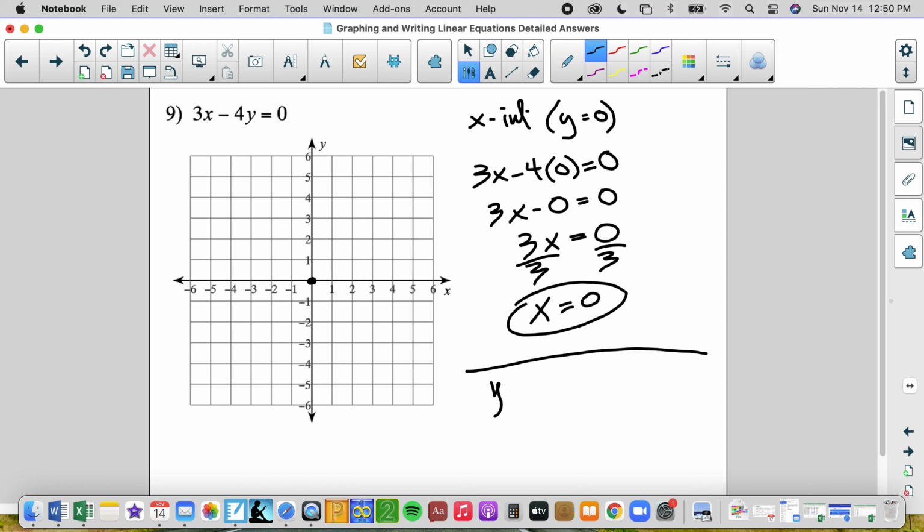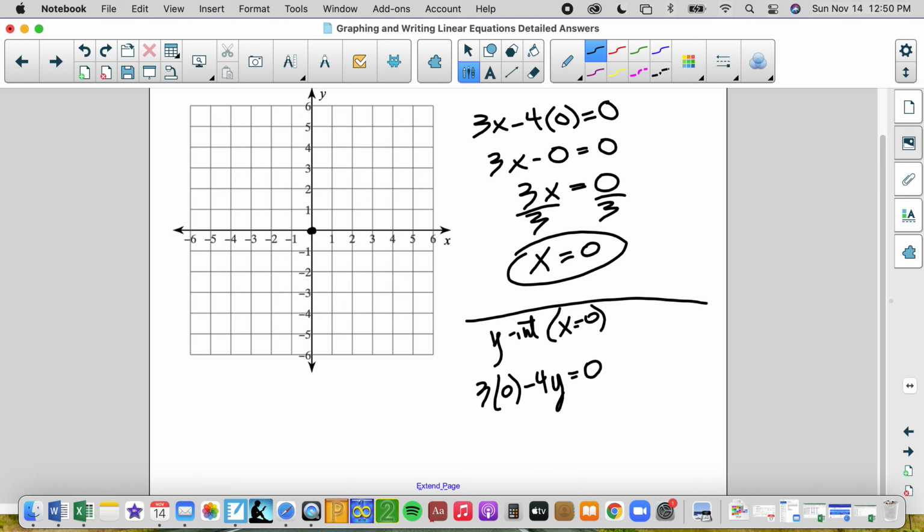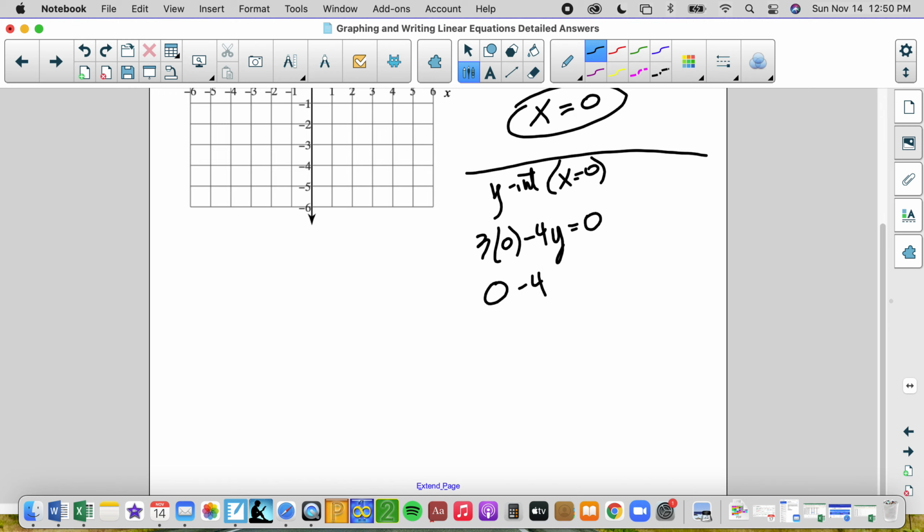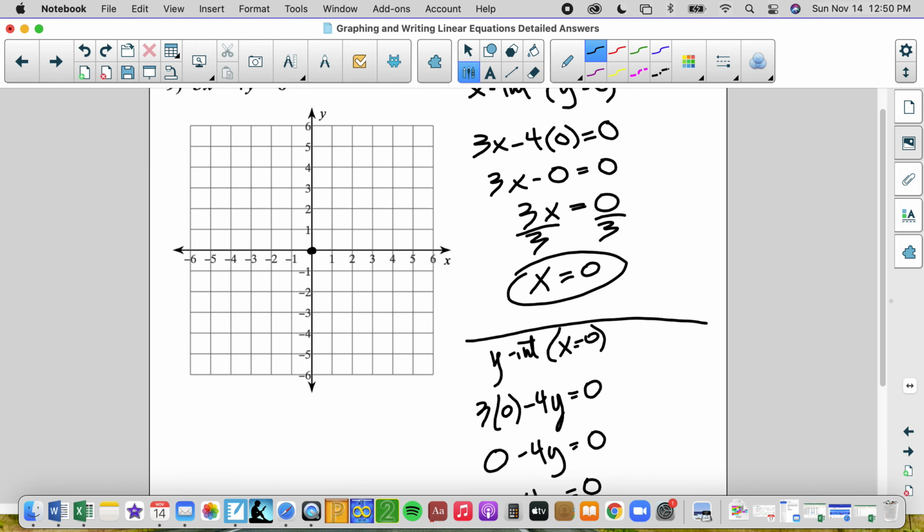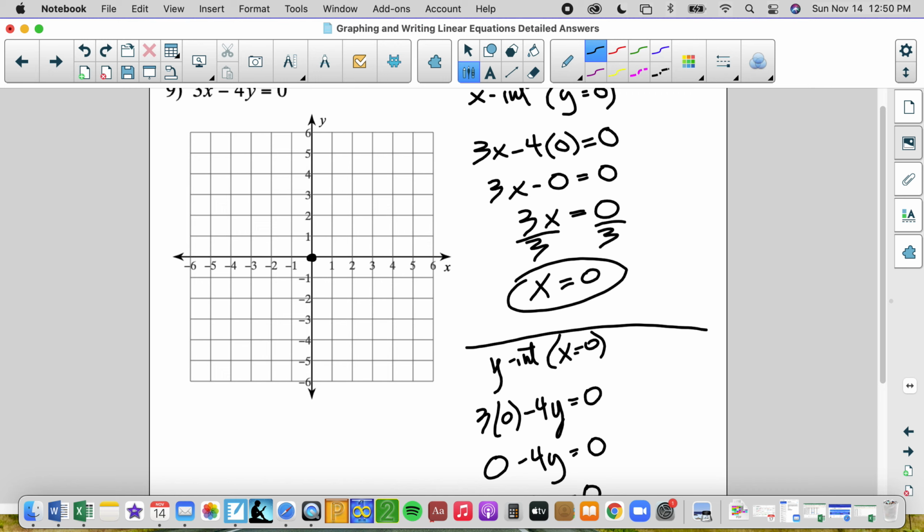Now let's find the y-intercept. And we're going to plug 0 in for x. So we get 3 times 0 minus 4y equals 0. 3 times 0 is 0. 0 minus 4y is -4y. We're going to divide by -4. And we get y equals 0. So notice that takes us to that point again. So both intercepts are at the origin.